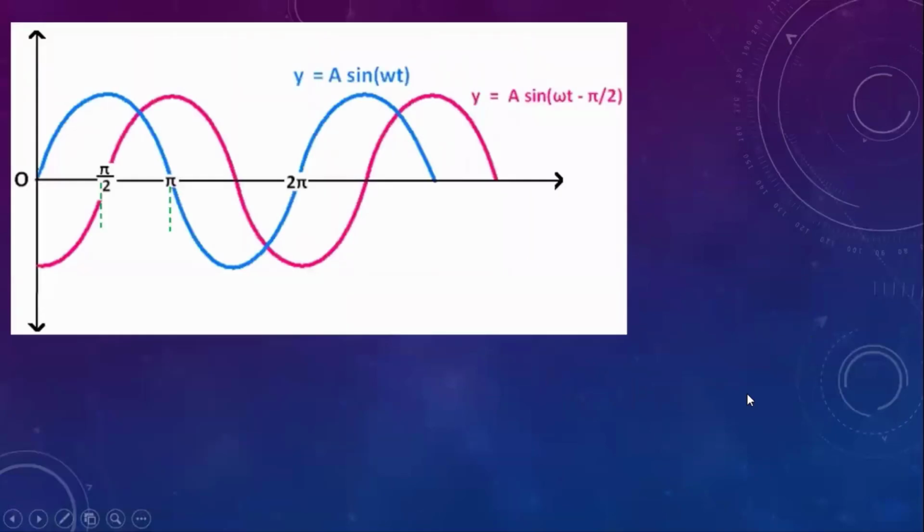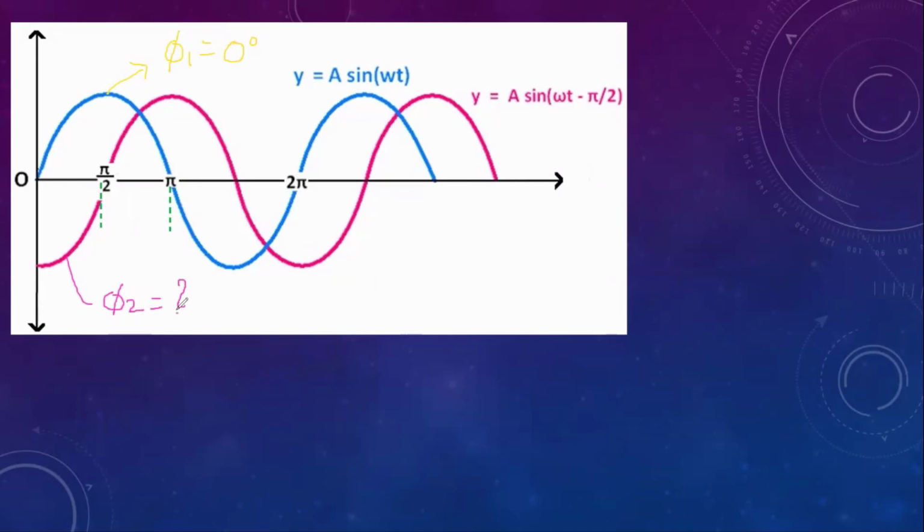Now based on this, could you tell me what is the phase difference between these two? One wave is a blue color, another wave is coming like this. So this is phi 1. Clearly we can say phi 1 is equal to 0 degree. Now it is our time to see what is the phase of this one, phi 2. That we have to find.